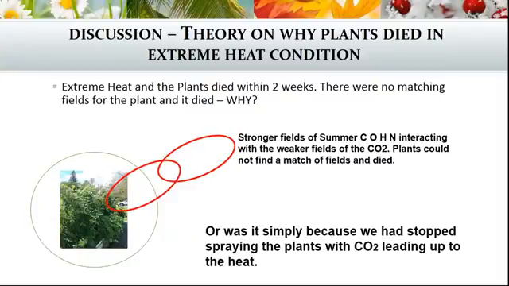The other thing was, maybe it was my fault, in that I had also stopped spraying the plants with CO2 leading up to that heat episode. So one wonders if I'd continued to spray, maybe they would have survived. So we'll have to try that again next winter, or other people can try with different plants. It just brings a deeper understanding of what is really happening with the plants, by understanding the differences of the field strengths of the amino acids in the summer and the winter time.